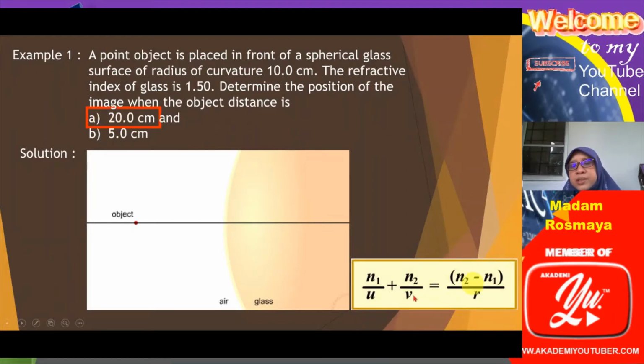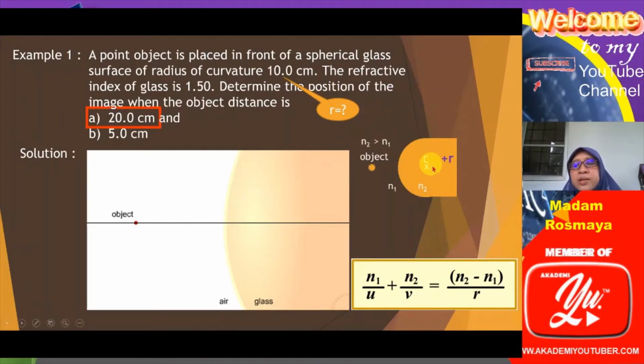From the equation proven just now, what is N, what is U, and what is R? The radius of curvature is 10. Is this 10 positive or negative? You determine it using where C is. Glass has a larger refractive index compared to air, so N glass is larger than N air. The center of curvature is in the denser medium, therefore R is positive. The object lies in the medium with N1.